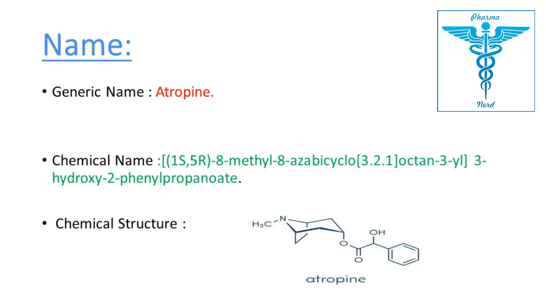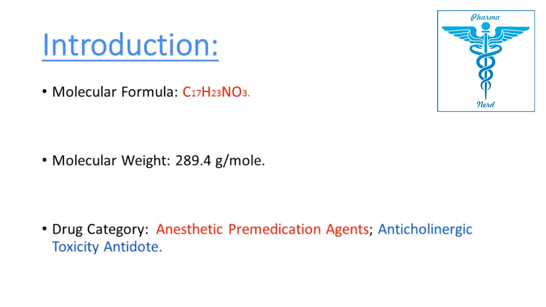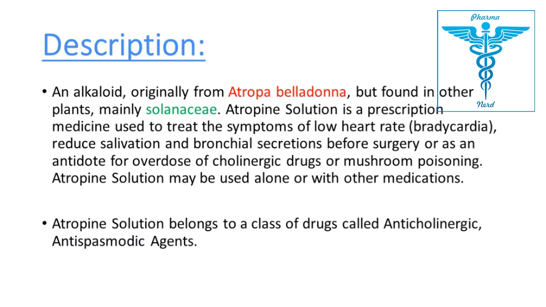Generic name of the drug: atropine. Chemical name: 1S,5R-8-methyl-8-azabicyclo-octan-3-yl 3-hydroxy-2-phenylpropanoate. Chemical structure of atropine. Molecular formula C17H23NO3. Molecular weight 289.4 grams per mole. Drug category: anesthetic pre-medication agents, and anticholinergic toxicity antidotes.